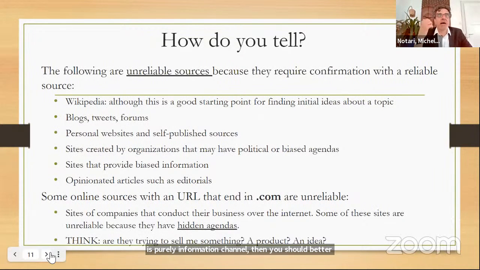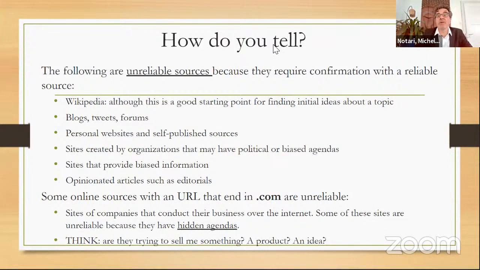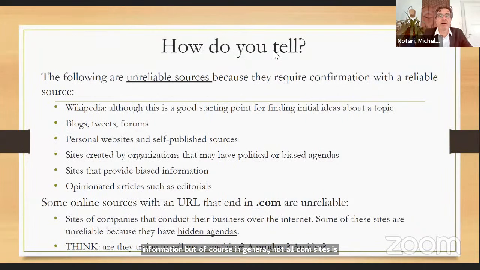Now we have the unreliable. I mentioned already Wikipedia, blogs, personal websites, sites created by organizations with political messages or biases, opinions about something, and then URLs ending in .com, commercial. Of course, if you have a commercial site in the background, at the end of the day you want to sell something, which means it biases you. So you have to be careful about this information. But of course, in general, not all .com sites are biased. Not all, but some are.